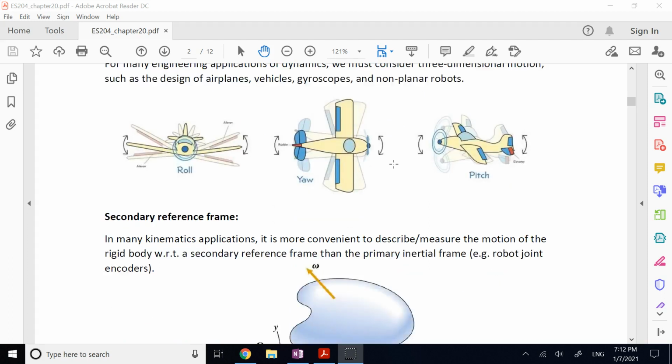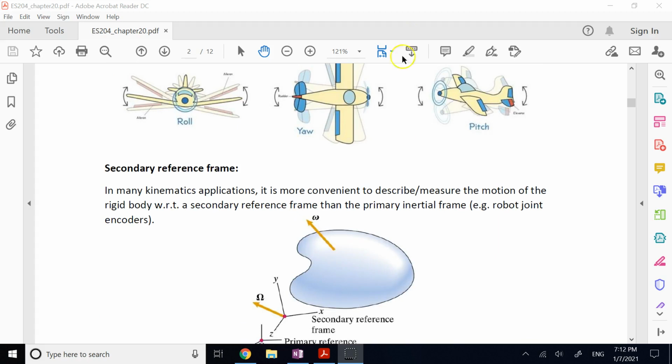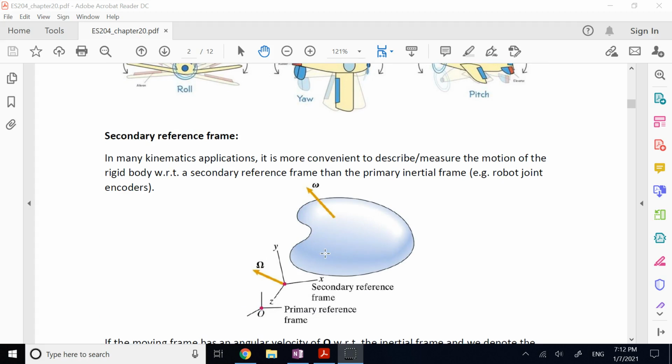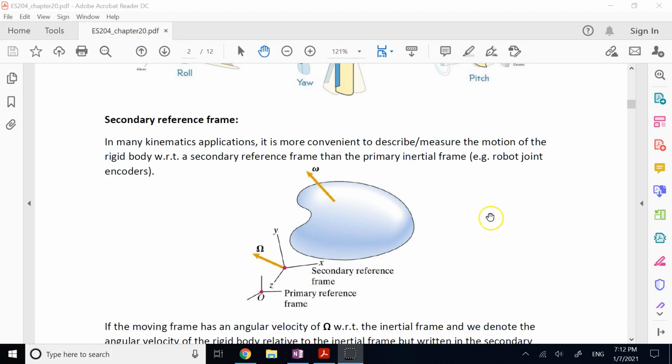So in these cases, we typically resort to a secondary reference frame. Why? Because it is more convenient to measure, sense, and describe the motion of the object with respect to the secondary frame than with respect to the primary frame that is inertial and most of the time is stationary. You might ask, like what? And the example I mentioned here is robot encoders.